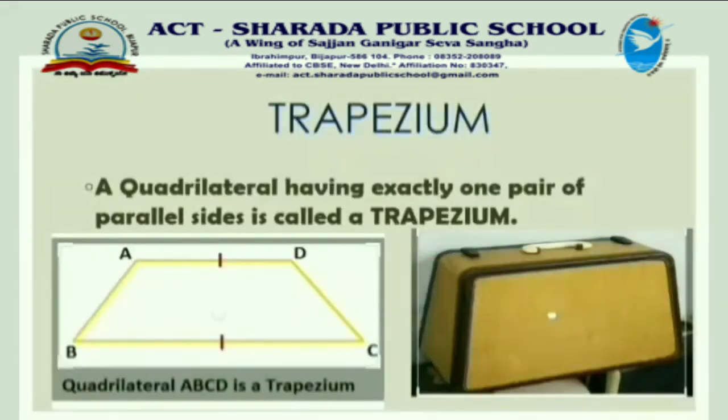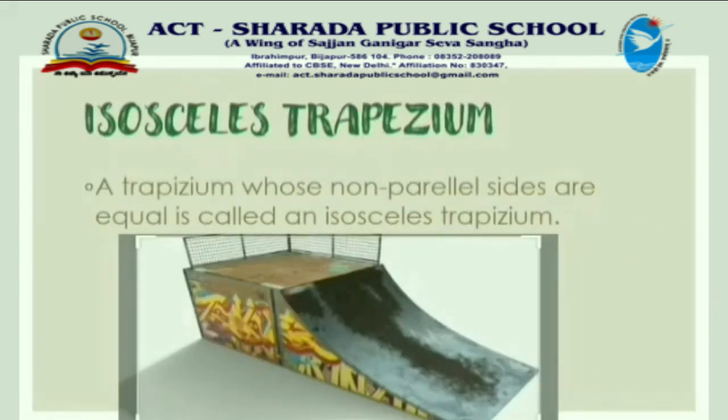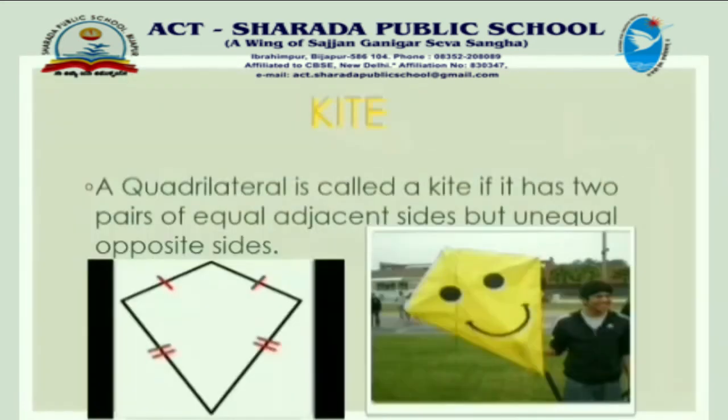Trapezium or trapezoid. A quadrilateral having exactly one pair of parallel sides is called a trapezium. The figure ABCD is a trapezium. Isosceles trapezium. A trapezium whose non-parallel sides are equal is called an isosceles trapezium. The example is a skate park. Kite. A quadrilateral is called a kite if it has two pairs of equal adjacent sides but unequal opposite sides. The example is a kite, which we used to play.